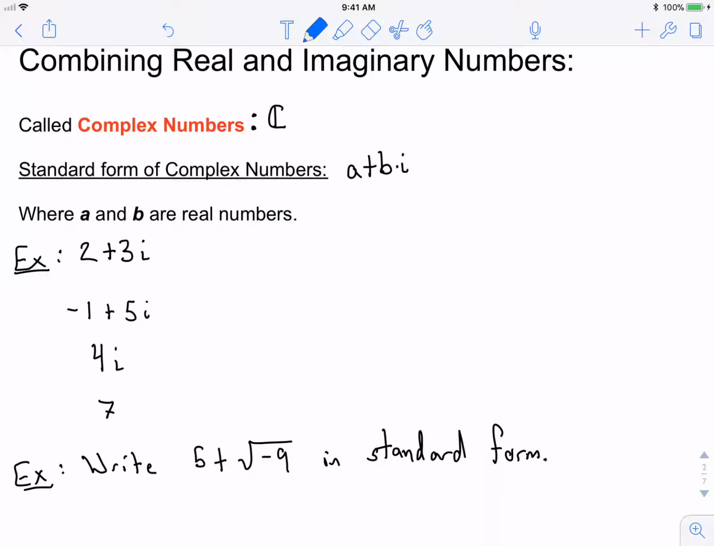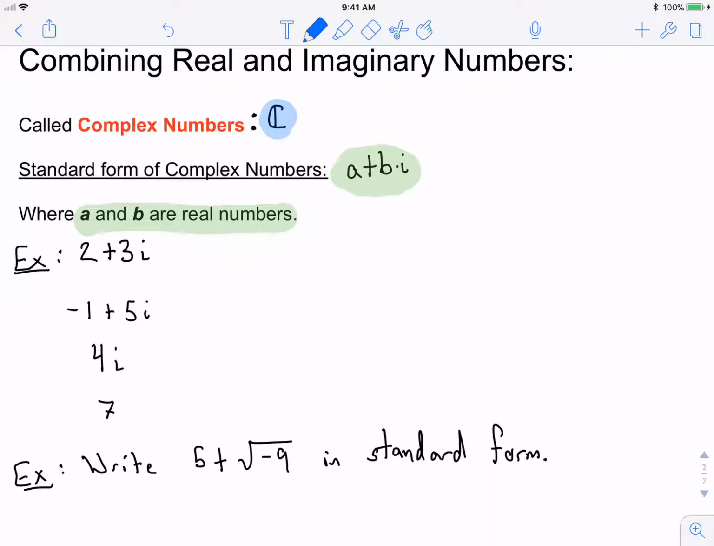Now we denote complex numbers with this fancy C here. And sometimes we save time by just writing the C instead of saying the complex number. And generally, when we write these out, we write them in what we call standard form, which is a plus bi. Now the a is the real part, and the b is the imaginary part. However, for these, a and b are both real numbers, and all of the imaginary information is contained in the i.